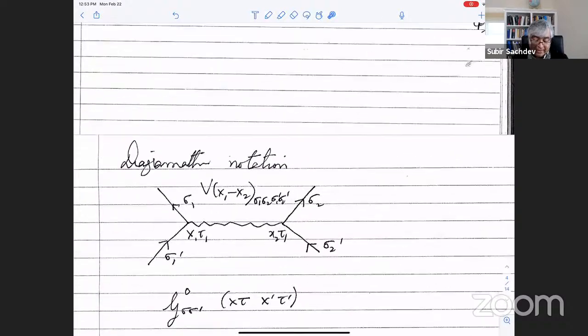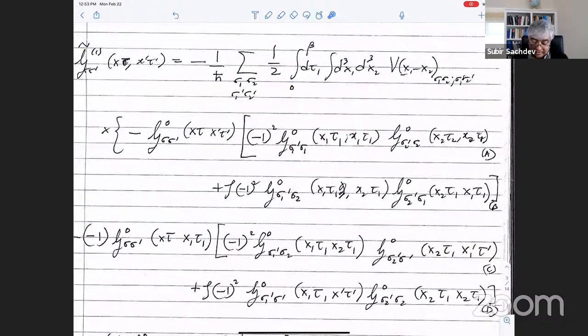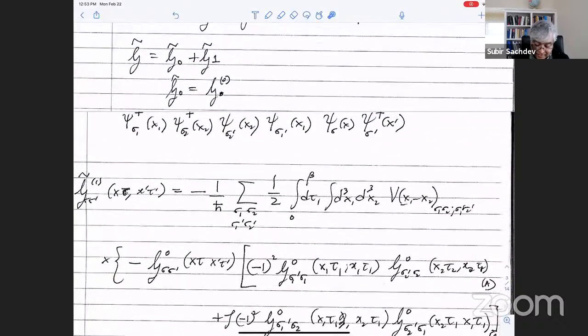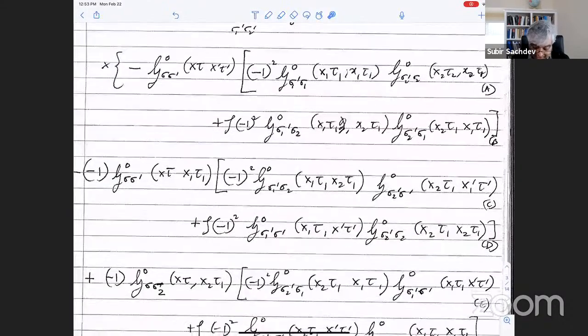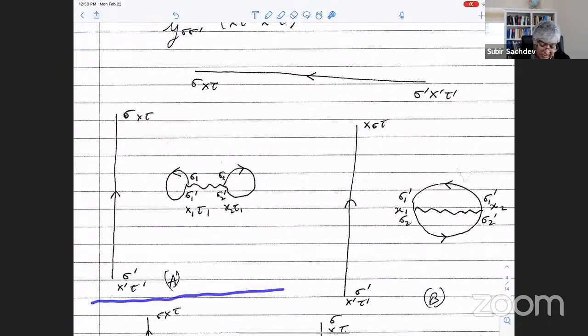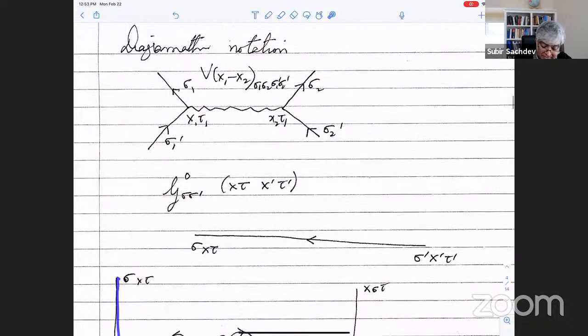So what is diagram A? If you look at A, how do I draw A in picture? So A, I have a Green's function going from X tau to X time tau prime. And then I have a Green's function going like this, and like this. So every time there's a contraction, you draw the line connecting those particles. So that particular term becomes this diagram. You have the Green's function going on its own. You have this interaction. And then you just contract this way and this way, and that gives you a Green's function.